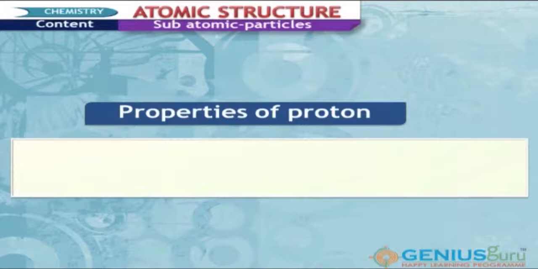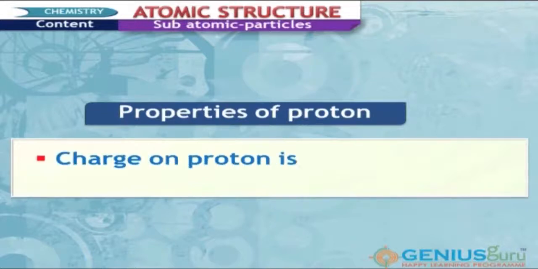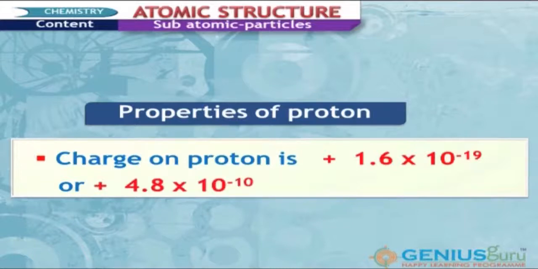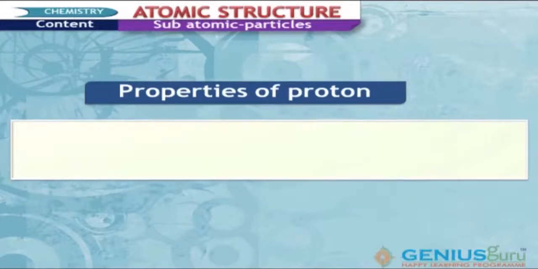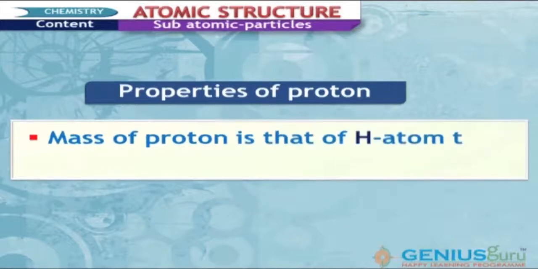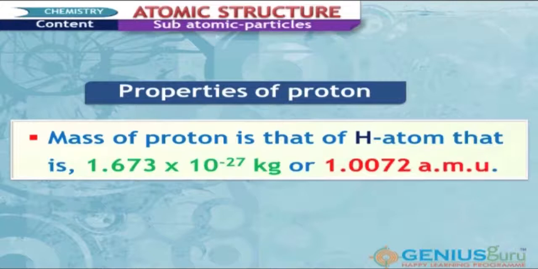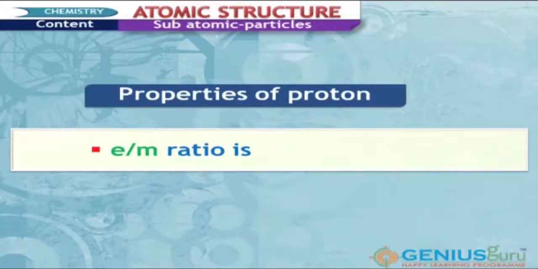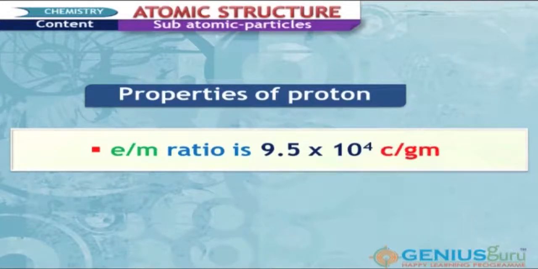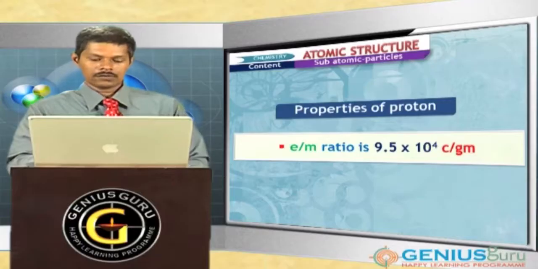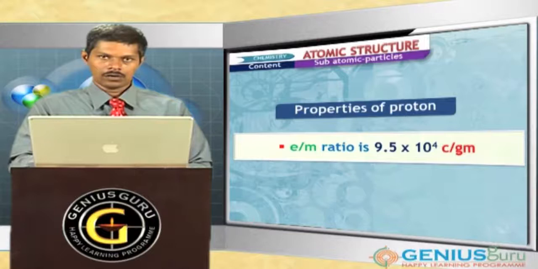Let us go to the properties of the proton. The charge on a proton is +1.6 × 10^-19 coulombs, or when expressed in electrostatic units, it is 4.8 × 10^-10 ESU. The mass of the proton is 1.673 × 10^-27 kg. If expressed in AMU, it is 1.0072 AMU. The e/m ratio of the proton is 9.5 × 10^4 coulombs per gram, which is of lesser magnitude than that of the electron. So this is the discovery of the second fundamental particle, called the proton.